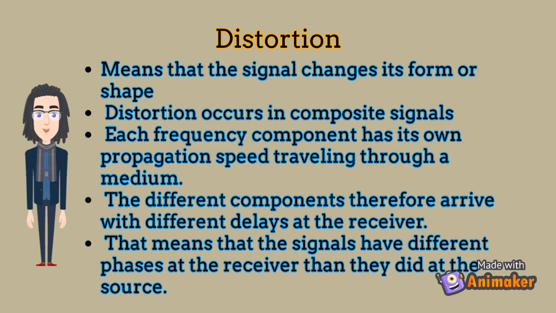Distortion means that the signal changes its form or shape. Distortion occurs in composite signals. Each frequency component has its own propagation speed traveling through a medium. The different components therefore arrive with different delays at the receiver. That means that the signals have different phases at the receiver than they did at the source.